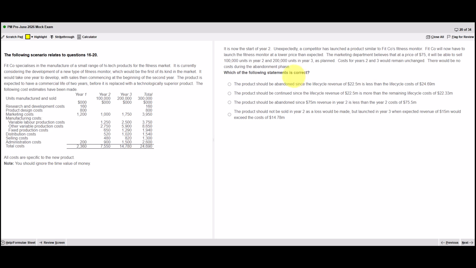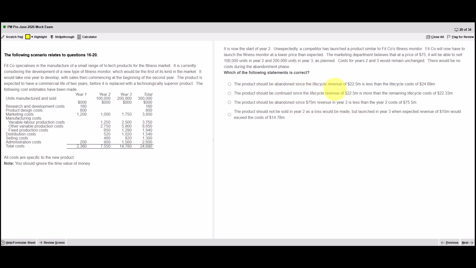Which of the following statements is correct? It's now the start of year 2. Unexpectedly, a competitor has launched a product similar to this one, so they now have to launch it at a lower price than expected. The marketing department believes that a price of $75 will be able to sell 100,000 in year 2, which it was doing before, and 200,000 in year 3, which it expected as well. Costs for years 2 and 3 would stay the same. No costs during the abandonment phase. Which of the statements is correct?